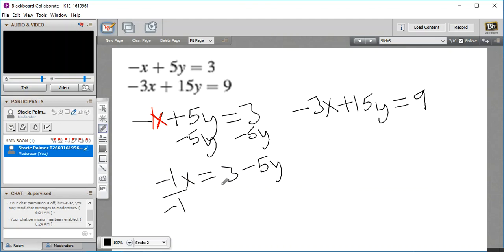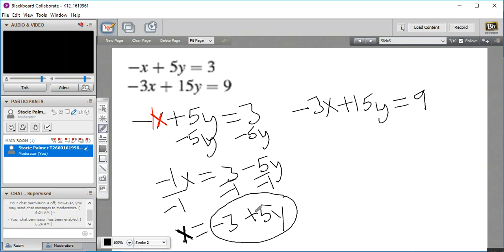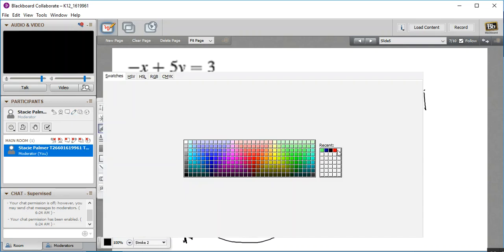And then I'm going to divide everything by negative 1. So x equals negative 3 plus 5. Negative 5 divided by negative 1 is a positive 5y. Now that I have the x all by itself, I'm going to replace that in the other equation with this expression, negative 3 plus 5y. So this is equation number 1. We solved for x in equation number 1. We're going to replace the x in equation number 2.